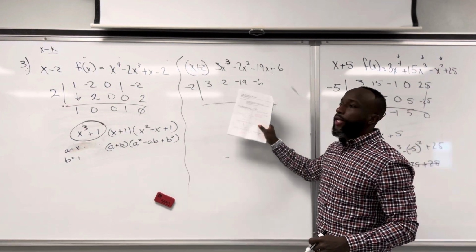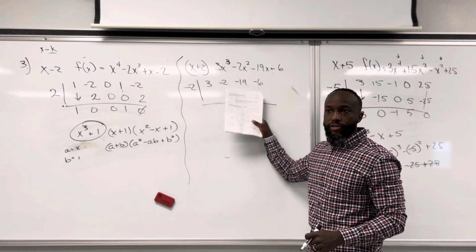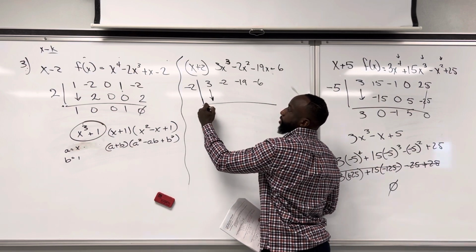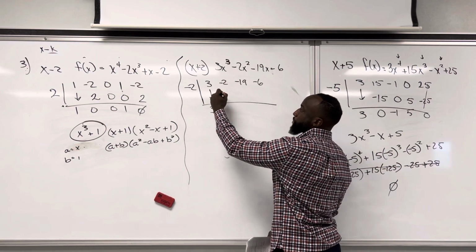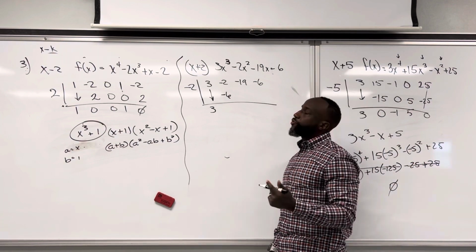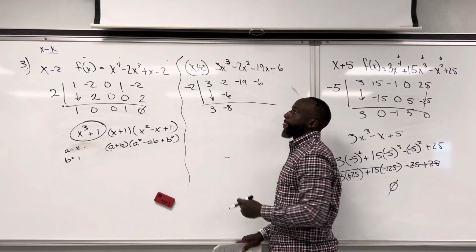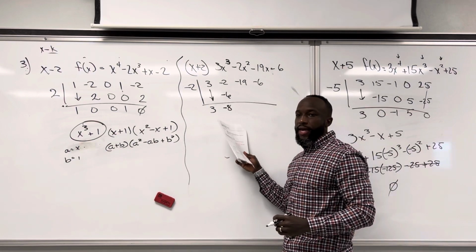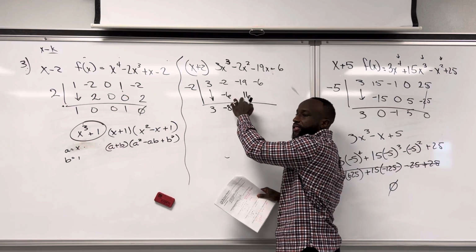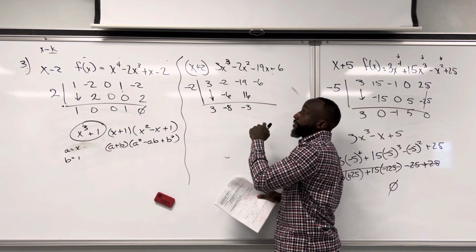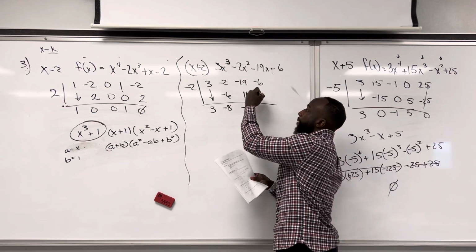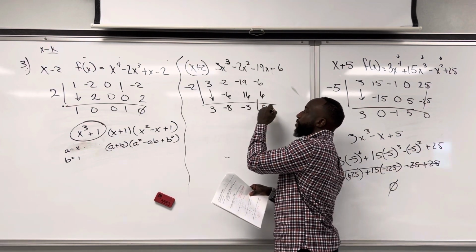So it's 3, negative 2, negative 19, negative 6. Everybody understand where we got those from? All right, so let's do the math. 3 comes straight down. Negative 2 times 3, negative 6. Negative 2 minus 6, negative 8. Negative 2 times negative 8, positive 16. Negative 19 plus 16, negative 3. Negative 2 times negative 3, positive 6, and then we're left with 0, right?